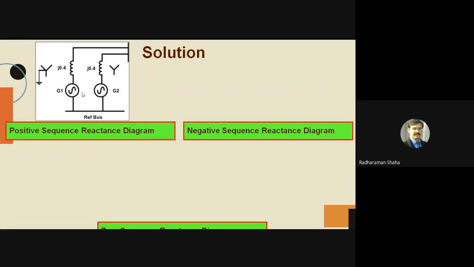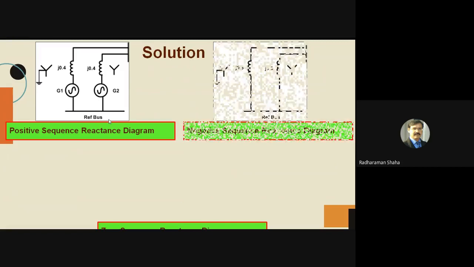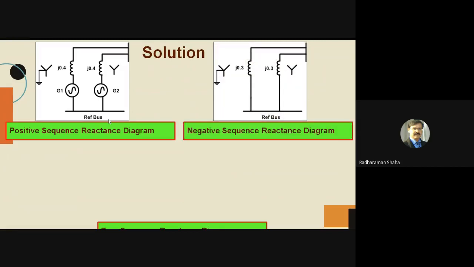Similarly, in the negative sequence reactance diagram, we short this G1 and G2. So G1 and G2 will not be present in the negative sequence reactance diagram. So this is your negative sequence reactance diagram. You can see here the value has been replaced. The value which is given in the data sheet is J0.3, so that's why I have written here J0.3.